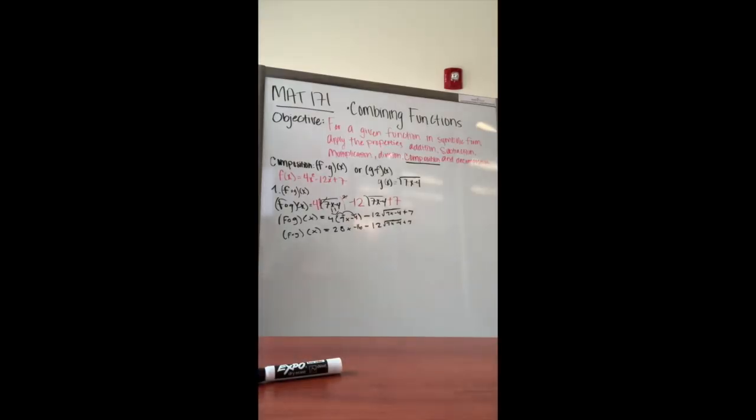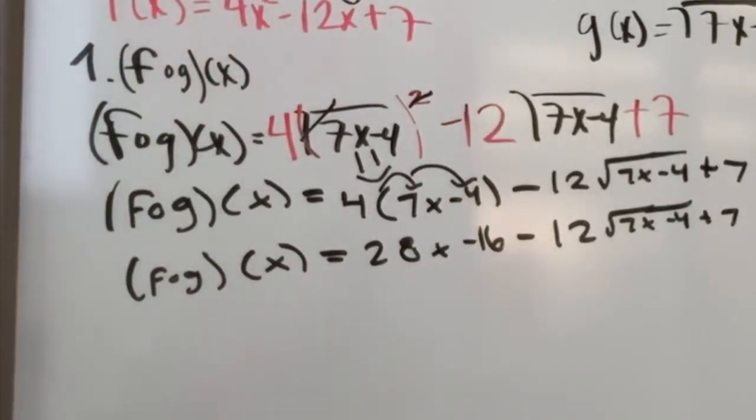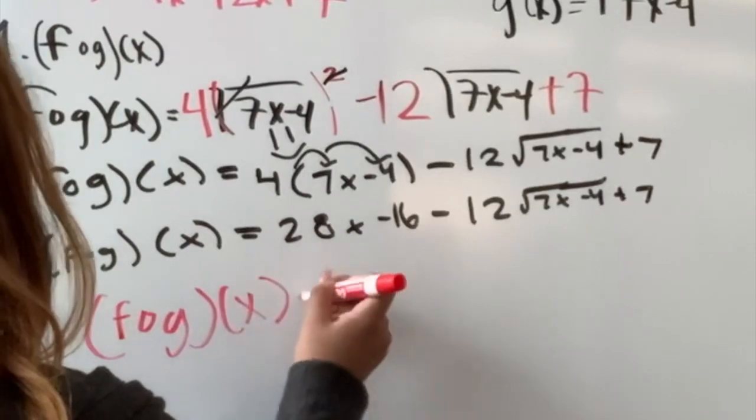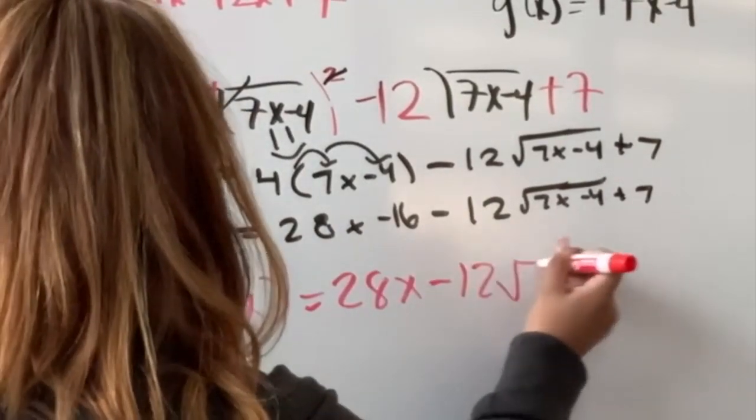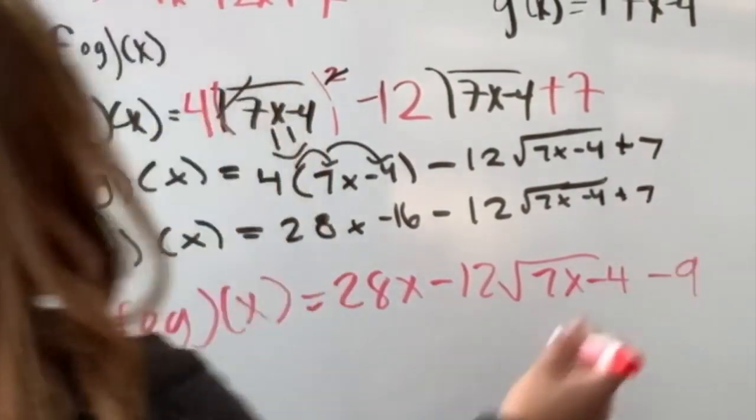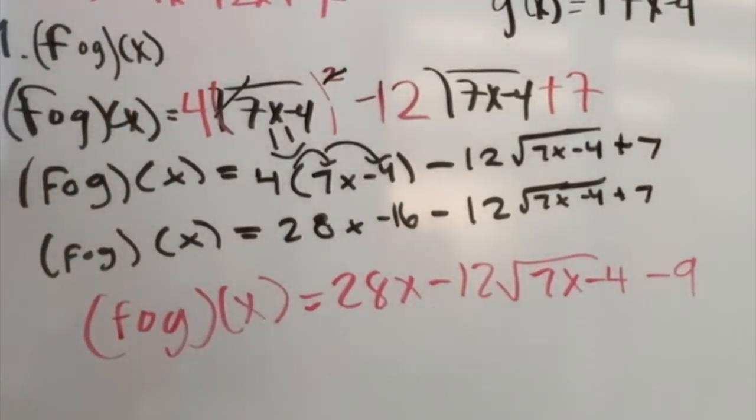So for our next step, we got a new function f composed of g of x: 28x minus 16 minus 12 times 7x minus 4 under the radical, plus 7. What we do next is we take negative 16 and positive 7. We wouldn't combine negative 16 and negative 12 because negative 12 is part of the radical, so we take the other two numbers that are not in the radical. For our new function, we get f composed of g of x equals 28x minus 12 times 7x minus 4 under the radical, minus 9. So this is our final answer for this problem in its simplest form.